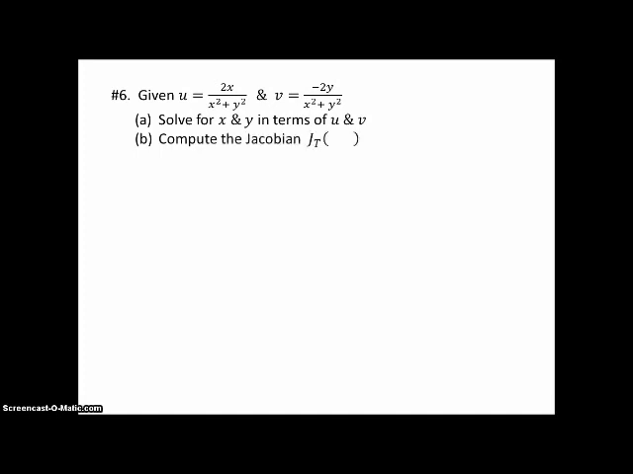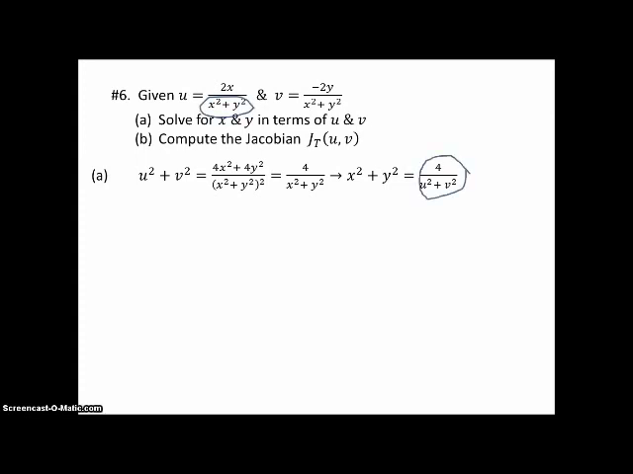Number 6. Given u equals 2x over x squared plus y squared and v equals negative y over x squared plus y squared, solve for x and y in terms of u and v and compute the Jacobian. Alright, now this is a little bit tricky, part A. What we're going to do is square u and v and add them together, and when we do that we get a nice simplification and we can solve for x squared plus y squared in terms of u squared and v squared.